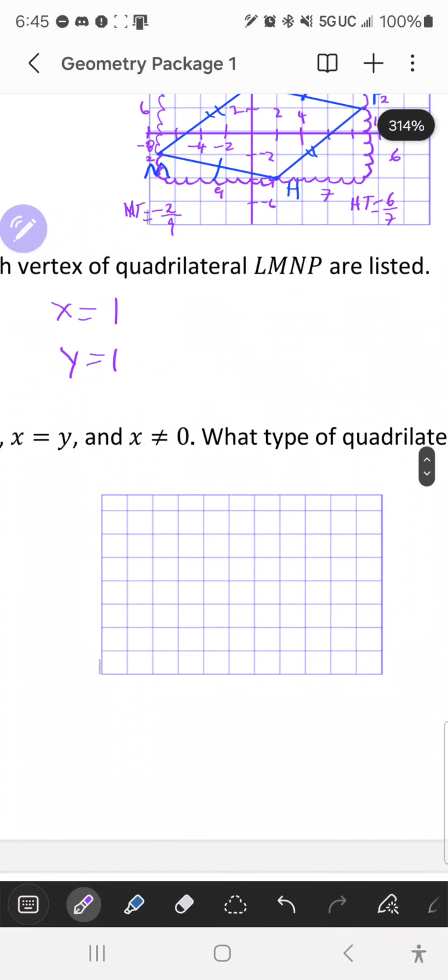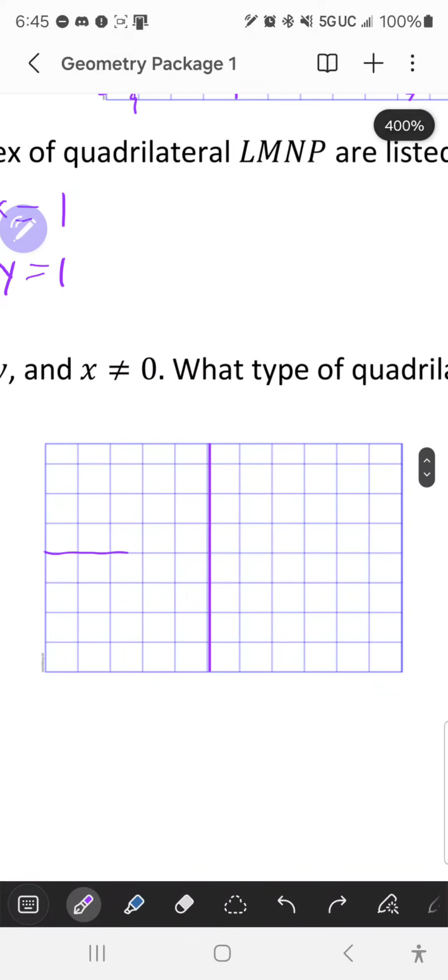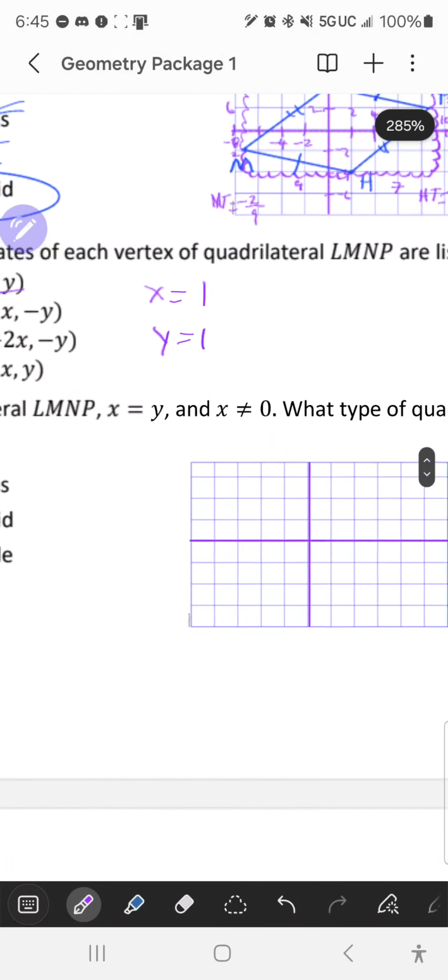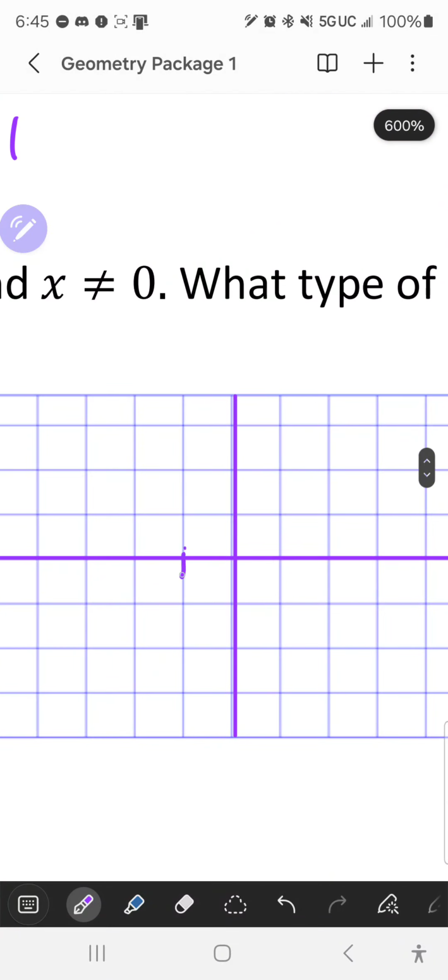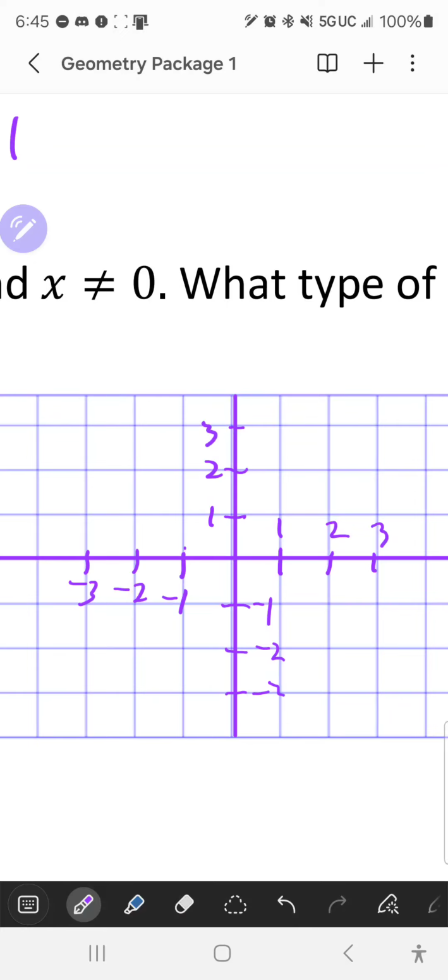Okay, it worked. I'm going to say -1, -2, -3, 1, 2, 3, 1, 2, 3, -1, -2, -3.